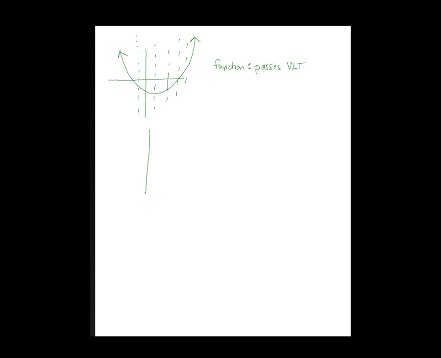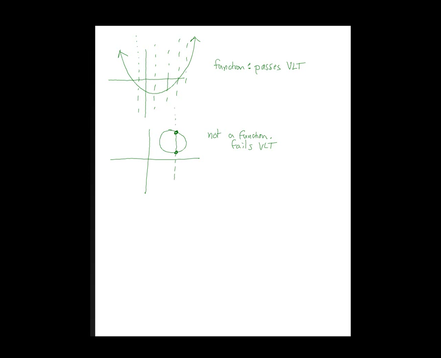On the other hand, look at this picture. This one is not a function because it fails the vertical line test. And you can abbreviate vertical line test as VLT, just as I did. Well, what's the problem here? Well, the problem here is I can draw a vertical line and it crosses twice.